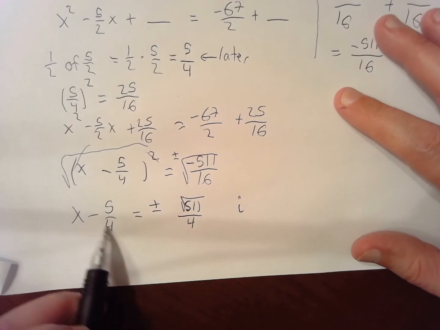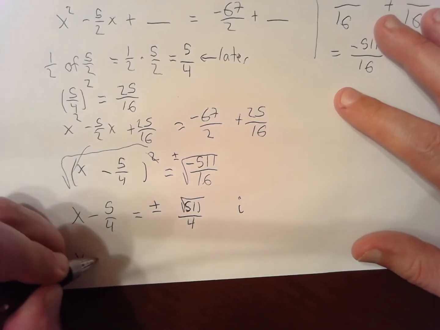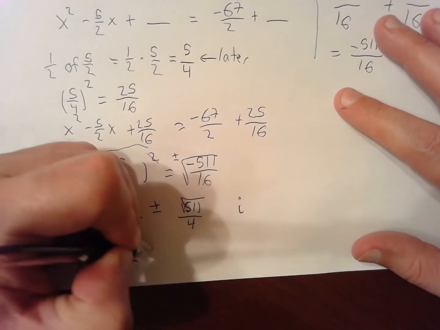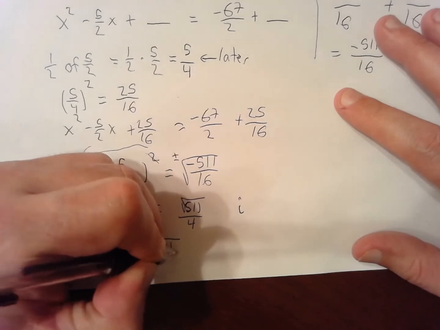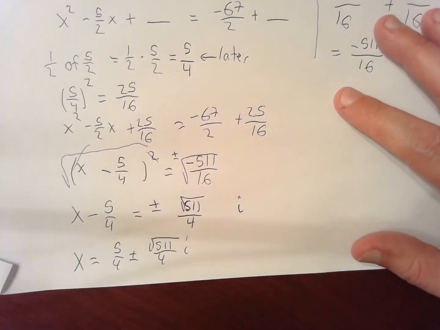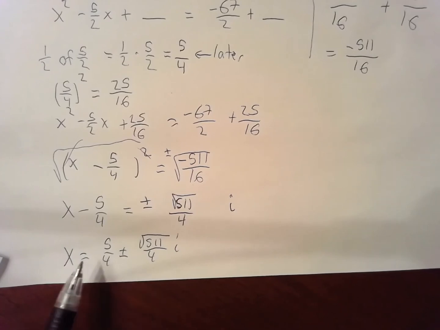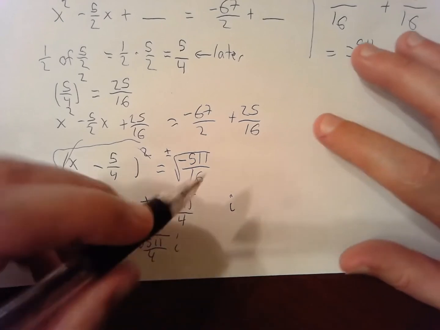Finally, one last step. I can move this 5/4 over to the other side. And there are my two answers. Every quadratic has two answers. These happen to be complex solutions: 5/4 plus or minus root 511 over 4 times i.